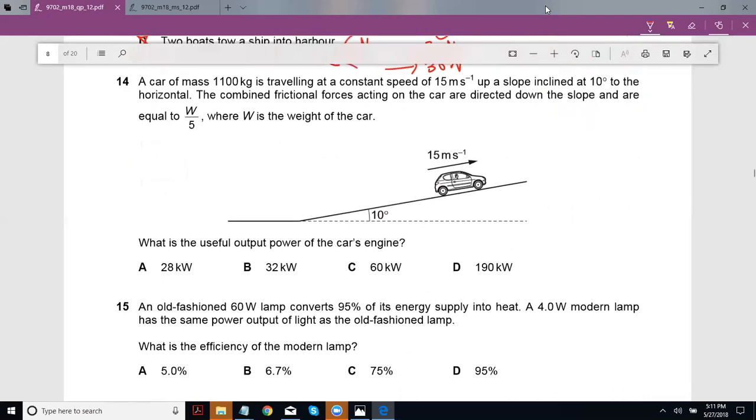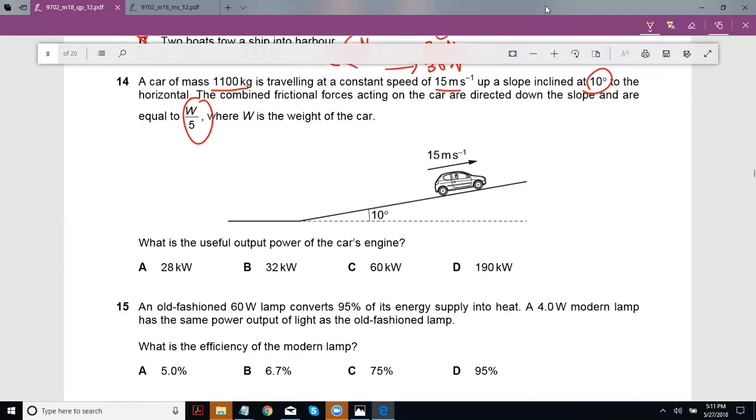14. A car of mass 1100 kg is traveling at a constant speed of 15 meters per second up a slope inclined at 10 degrees to the horizontal. The combined frictional forces acting on the car are directed down the slope and are equal to W upon 5, where W is the weight of the car. What is the useful power output of the car's engine?